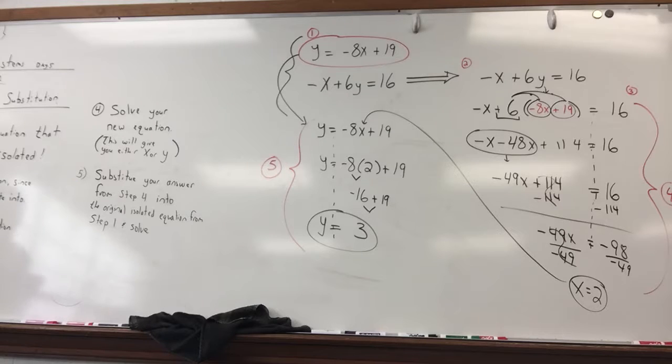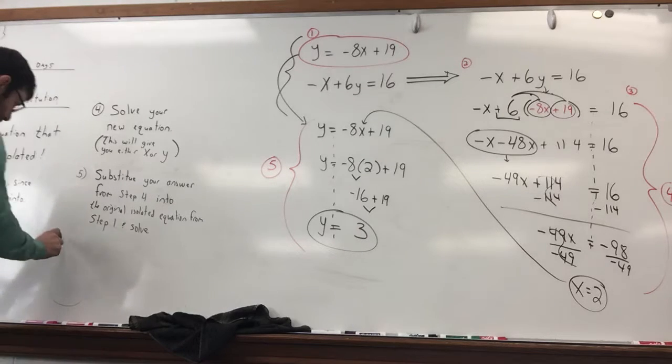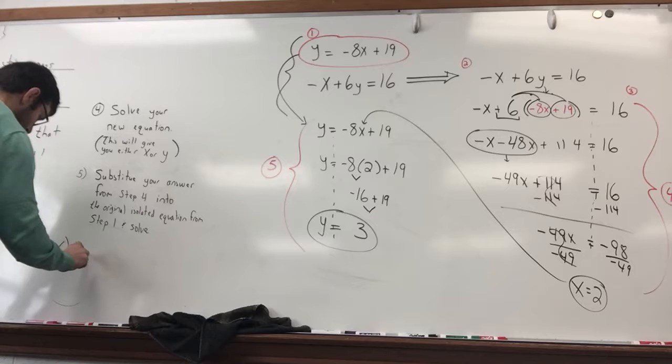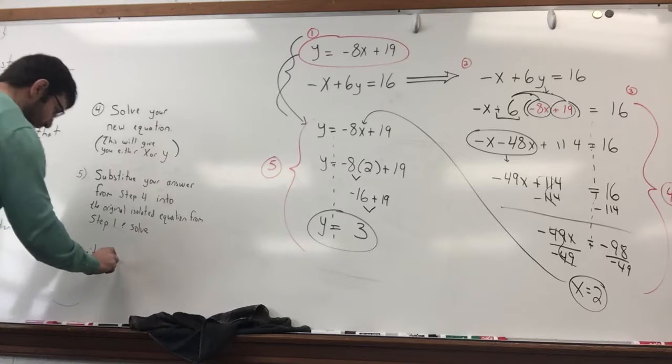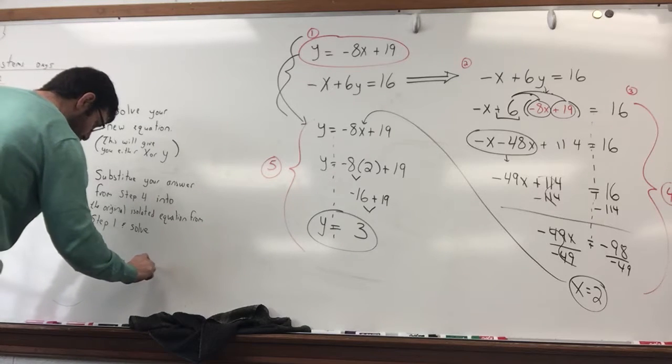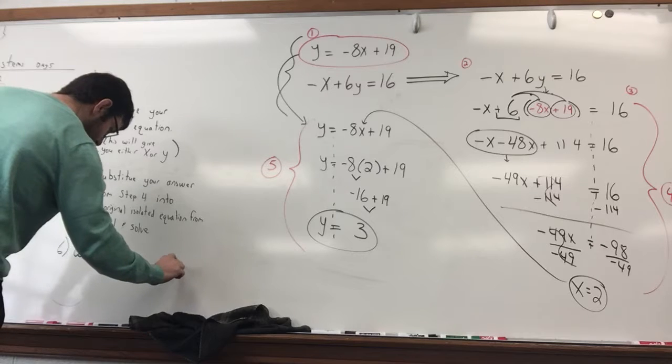And I know you're still copying, but step 6 is the easiest part. Write as an ordered pair.